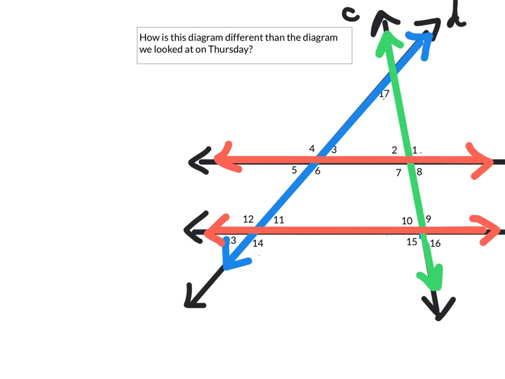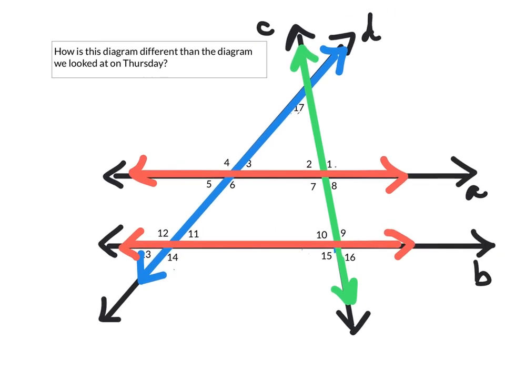Okay, now let's take a look at it a little more closely. On Thursday, we said that if we had parallel lines cut by a transversal, we could, if we knew one angle, find the measures of all the angles because we knew 4 of them were acute and 4 of them were obtuse, and all the acute angles were the same and all the obtuse angles are the same. So I want to know if you think we can do the same thing with this diagram. If we know just one angle, can we find all of the other angles?